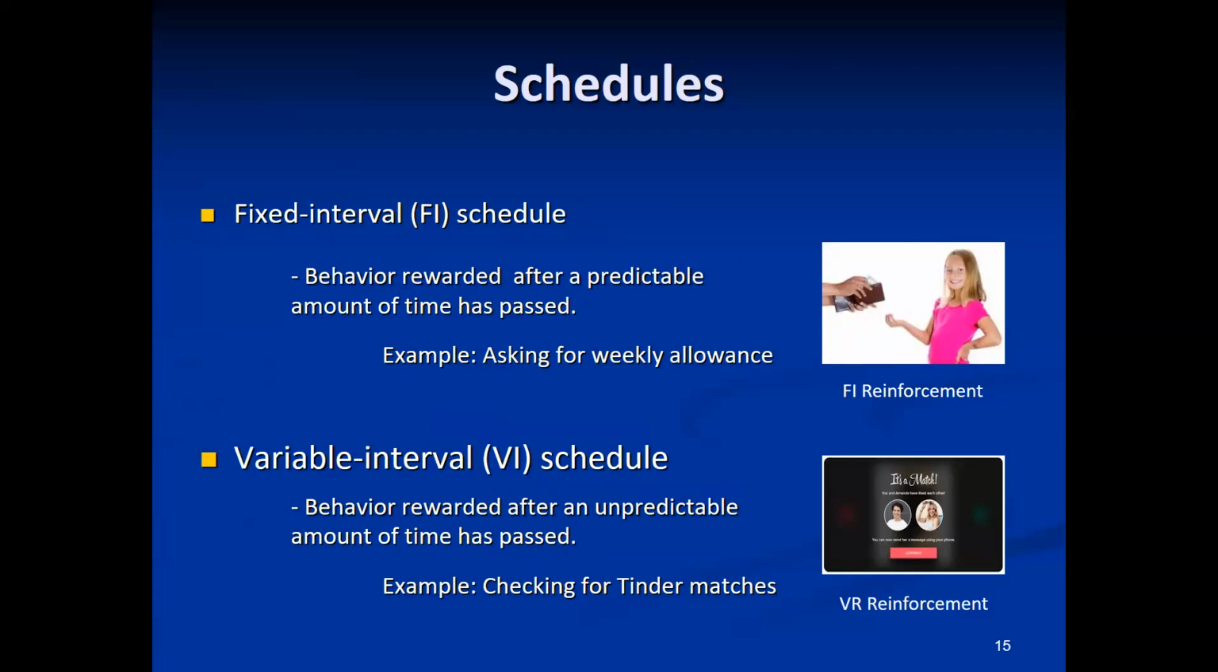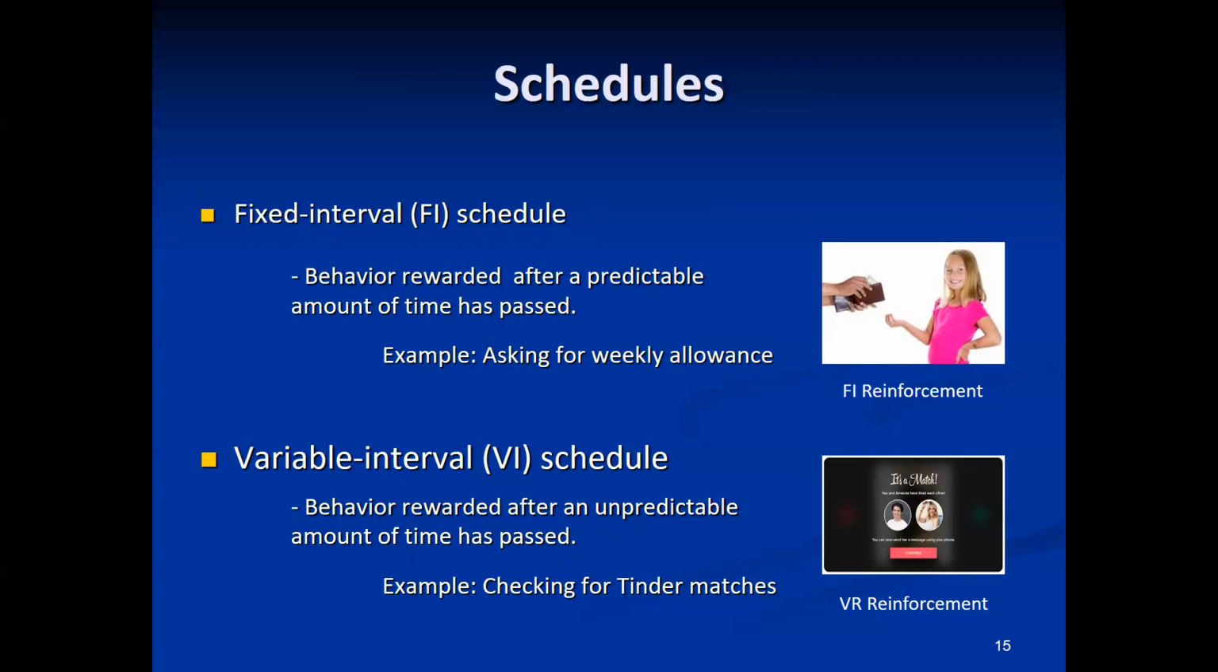Interval schedules are rule plans based on the passage of time. With a fixed interval schedule, the first target behavior after a fixed amount of time has elapsed is reinforced or punished. That is, once a reward or punishment has been given, a clock starts and no more rewards or punishments are given until a certain amount of time has elapsed.